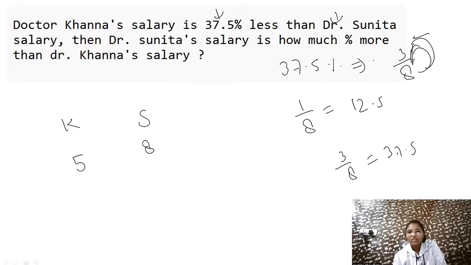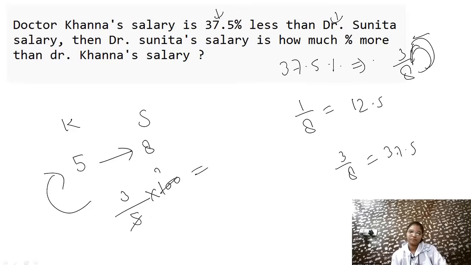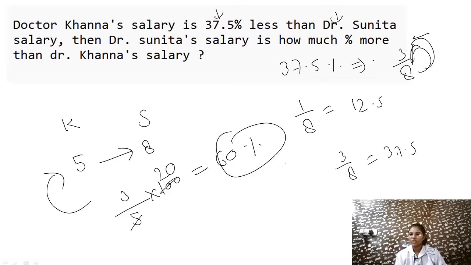Now, Dr. Sunita is how much percent more than Dr. Khanna's salary? What is the difference of these? The difference of these is 3. And here we are comparing from Khanna's salary, so it will be 3 upon 5 and we need to multiply it by 100. What will we get? We will get 60%. So Dr. Sunita is earning 60% more than Khanna's salary. Right? This is how we can solve this question.